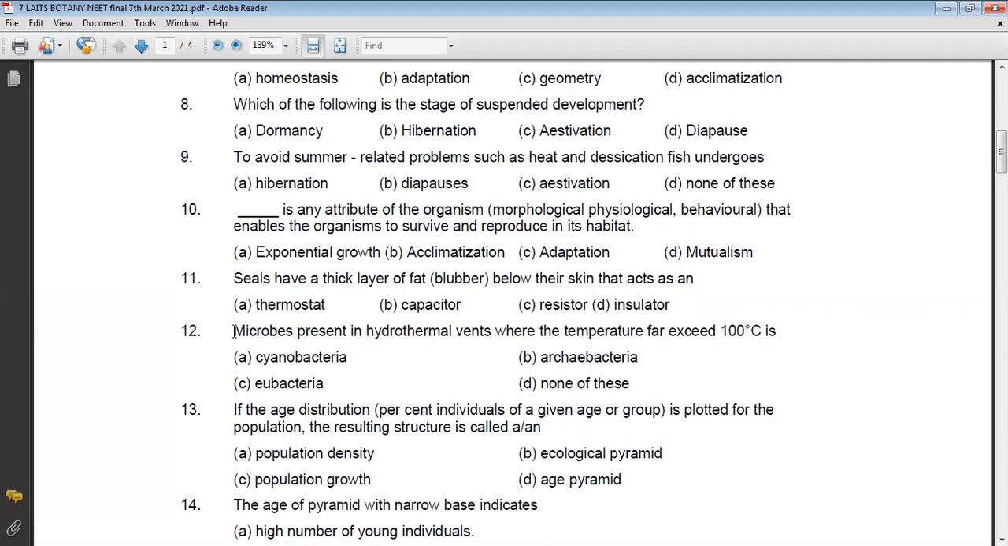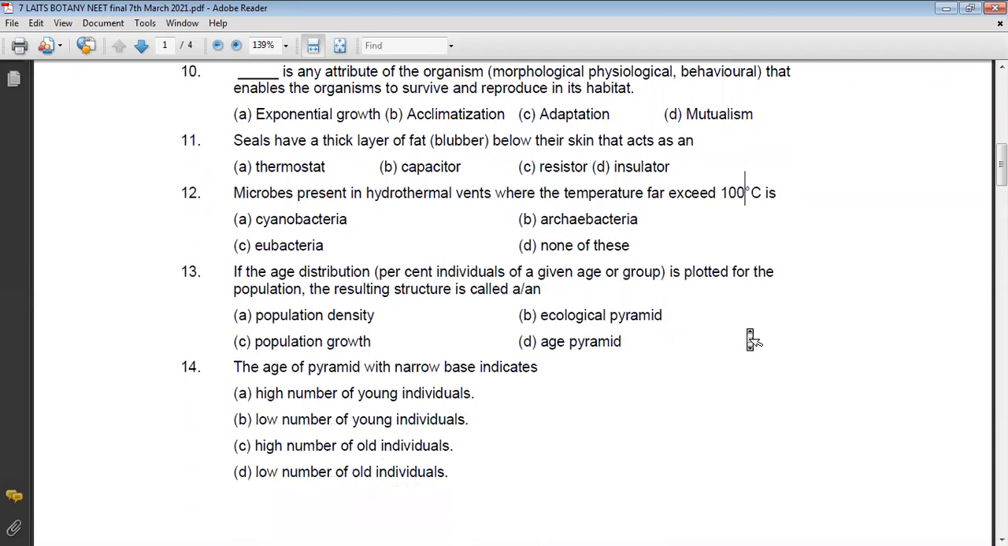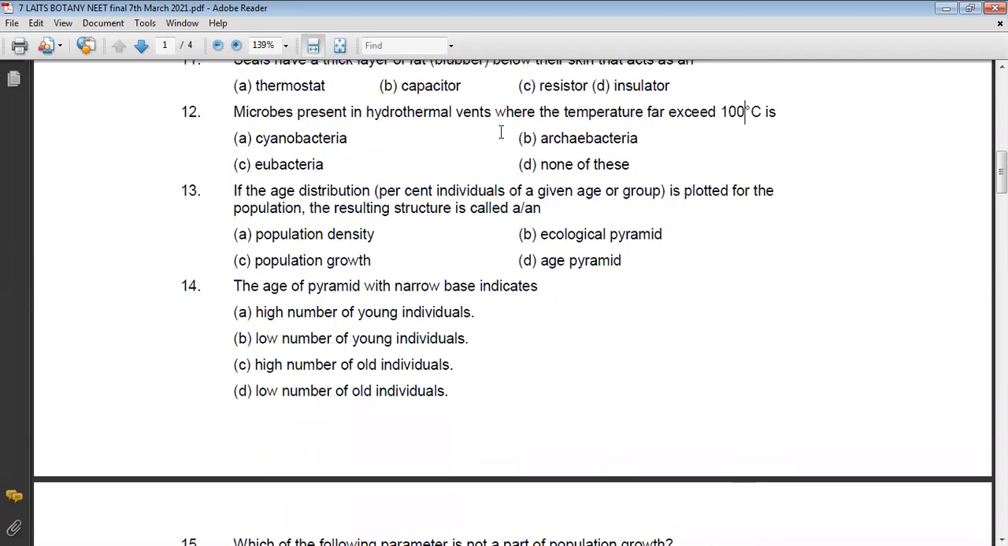Number 12, microbes present in hydrothermal vents where the temperature far exceeds 100 degrees Celsius. We know some thermoacidophiles belonging to archaebacteria can only sustain at a temperature exceeding 100 degrees Celsius. So the answer will be archaebacteria. Cyanobacteria cannot exceed. Eubacteria usually cannot exceed that temperature. So those exceeding 100 degrees Celsius are archaebacteria.